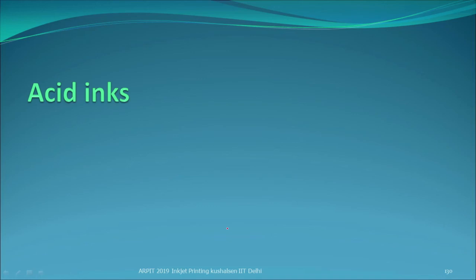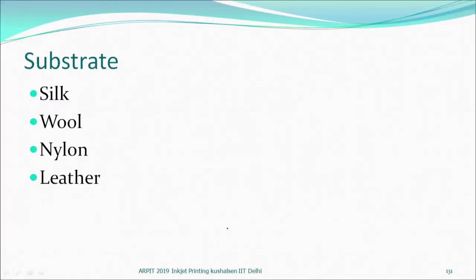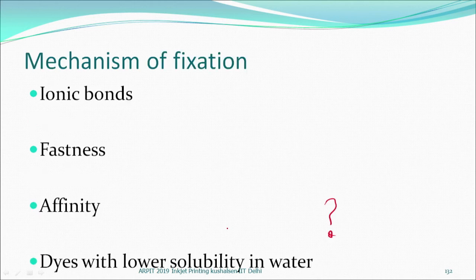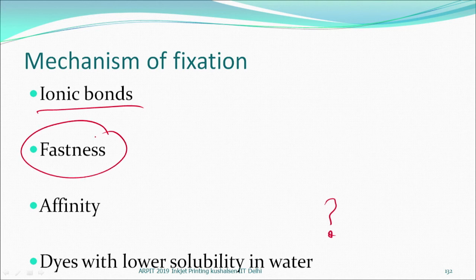Then acid inks, which are acid dyes, you can use them to print silk, wool, nylon, leather, sure, but they make ionic bonds, they do not make covalent bonds like reactive dyes. So, with ionic bonds, fastness obviously will depend, because ions can dissociate during washing and can come out.